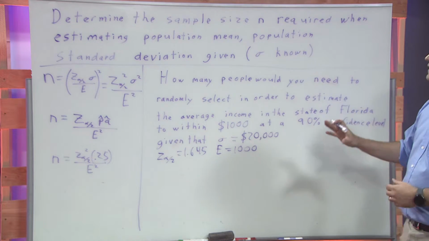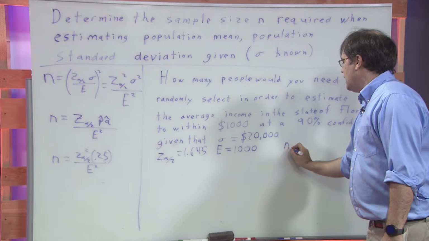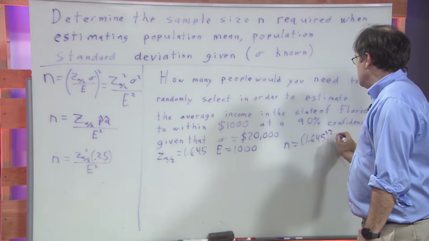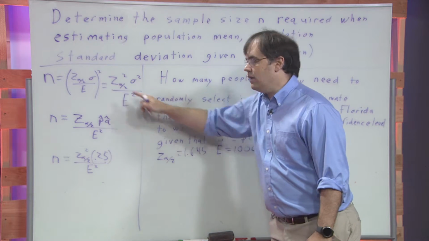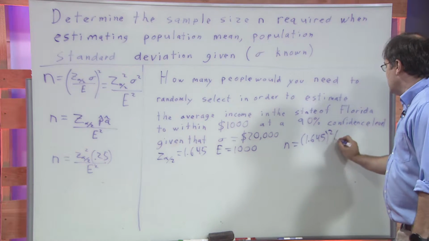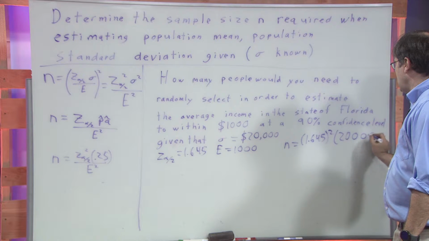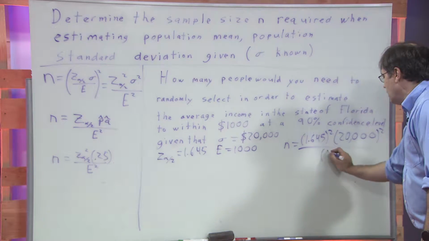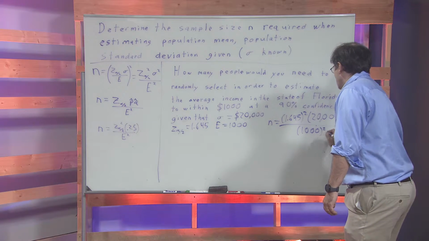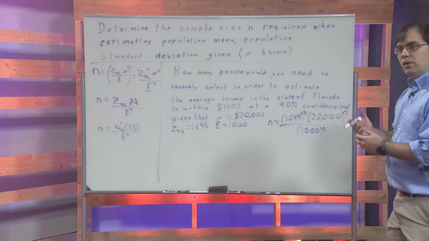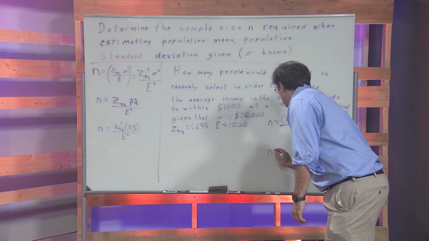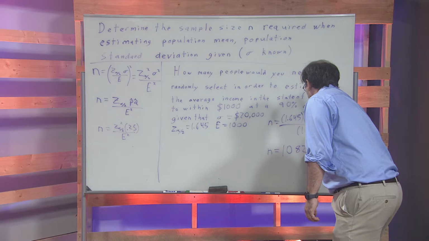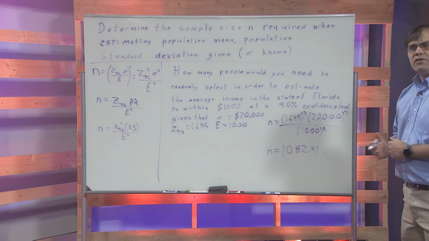So then we're going to put this all together into this formula, and we will get that n equals z alpha over 2, 1.645, and we square that. I'll use this version right here. We multiply it by sigma squared, which is 20,000 squared, and we're going to divide by E, our margin of error, 1,000 squared. And when we plug this into our calculator, we find that we get 1082.41. So that's the number that you get out of the calculator.